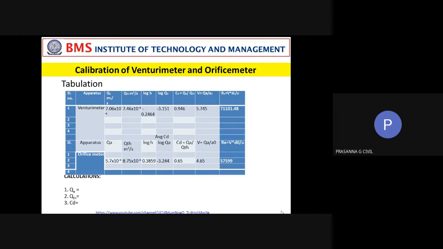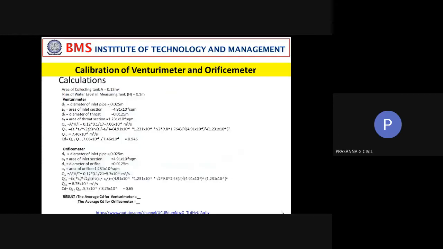The calculations for the above tabulations are shown here. For the venturi meter, the Q actual obtained is 7.06 into 10 raised to minus 4, and Q theoretical is 7.46 into 10 raised to minus 4, and the CD value is of the range 0.946. In the orifice meter, for the given tabulations, the Q actual works out as 5.7 into 10 raised to minus 4. Q theoretical works out as 8.75 into 10 raised to minus 4.